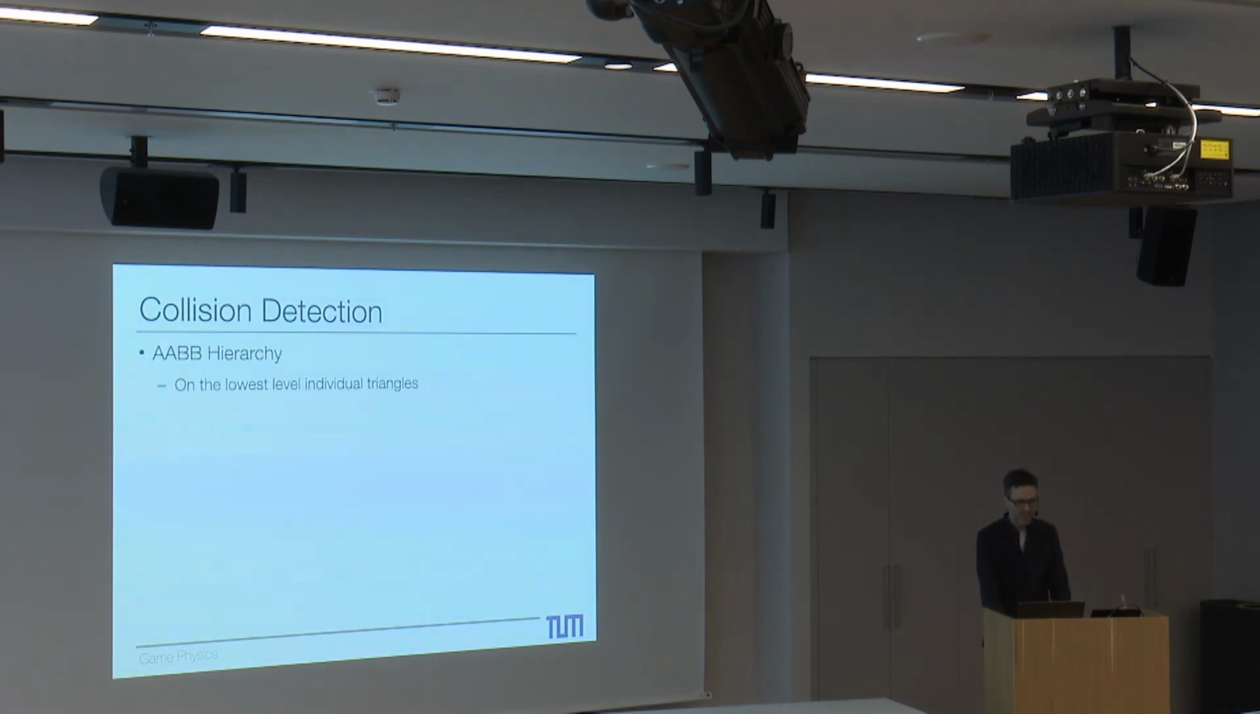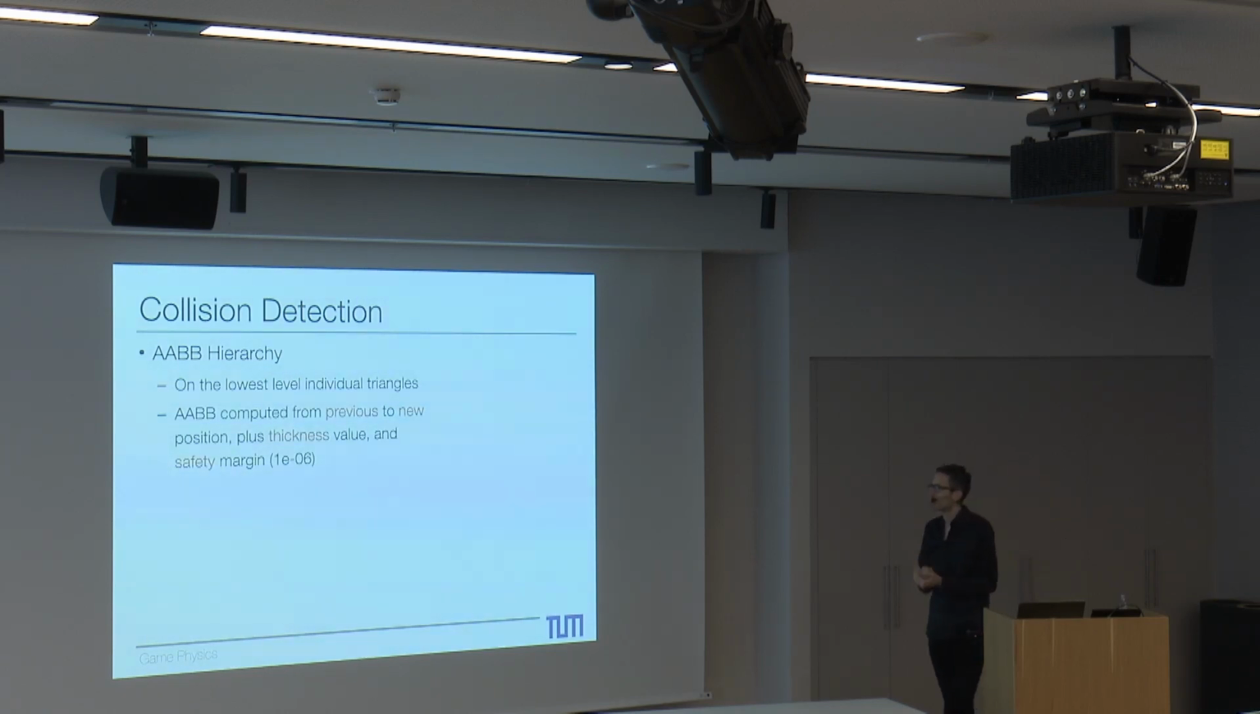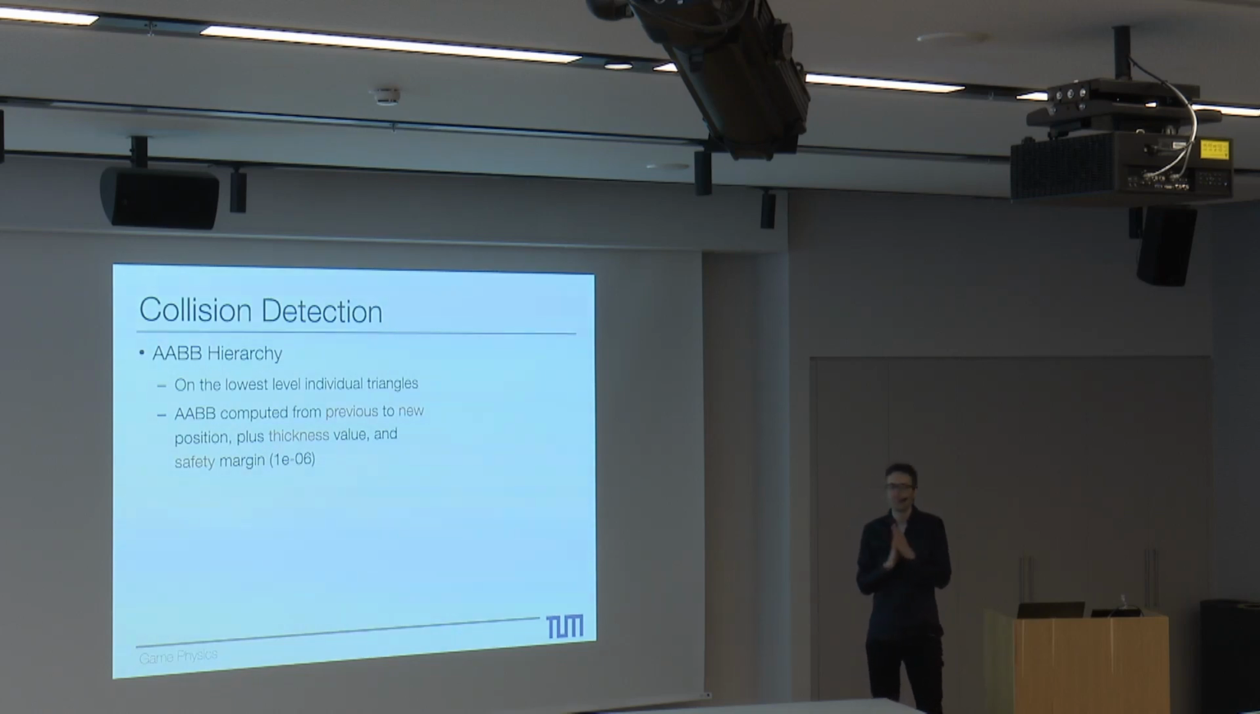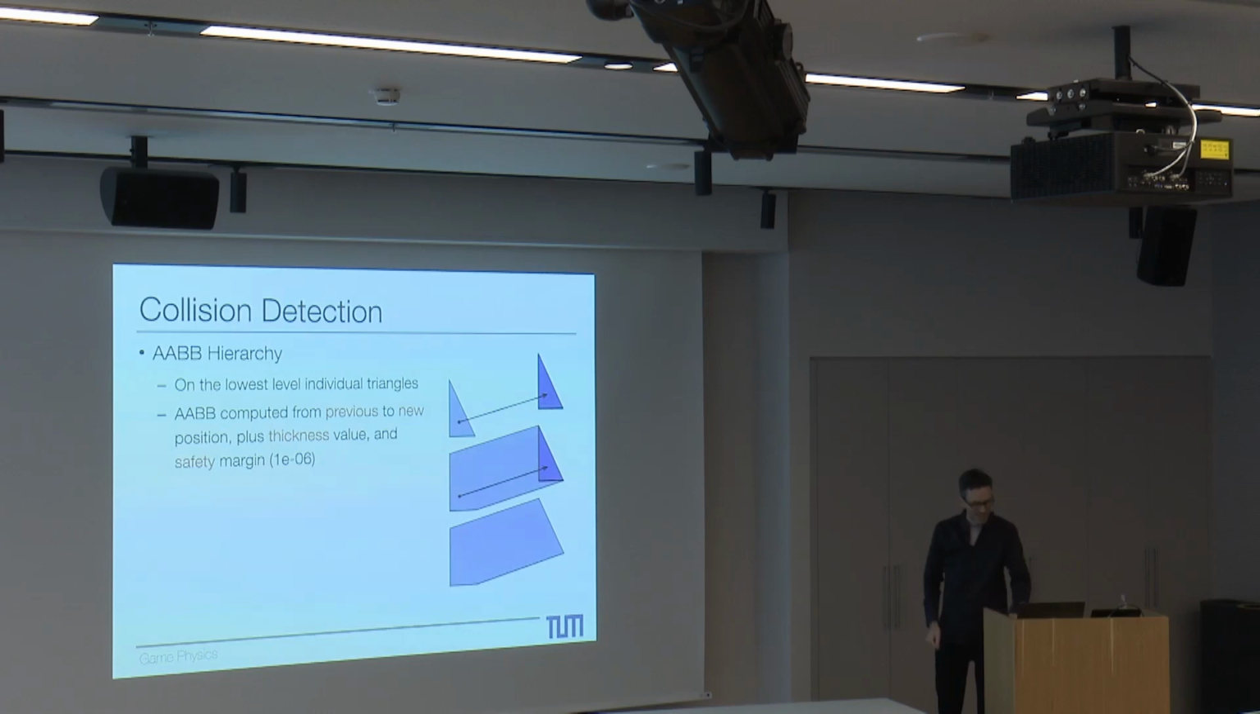Collision detection is, on first sight, relatively simple. So we have an axis-aligned bounding box hierarchy. So we have triangles for a mass spring system, and then an axis-aligned bounding box, as simple as it gets. But it's actually computed not just for the triangle, but for the old and new position, plus the thickness value, the C from before, and another margin. So we basically have a box around, right, two time steps. It's a bit illustrated here.